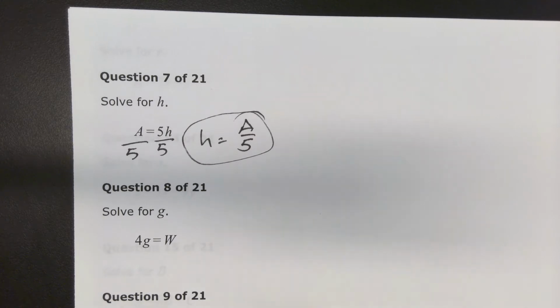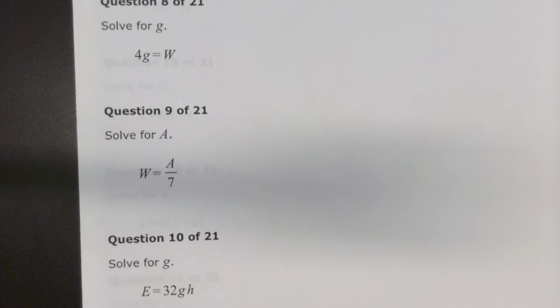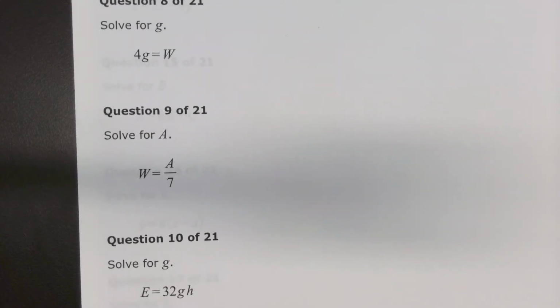Okay? Same kind of thing now. Let's go to number 9. Okay. So W equals A over 7, and we're solving for A. Haley, what would we do? Yeah, we're going to multiply by 7 on both sides, and we get A equals 7W, and there's our solution.